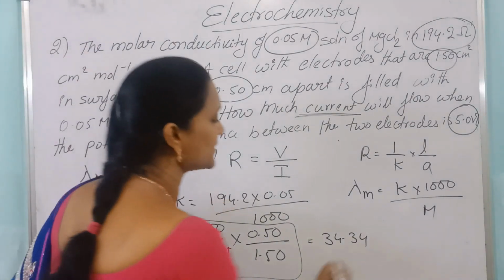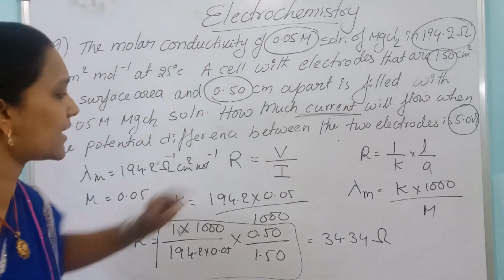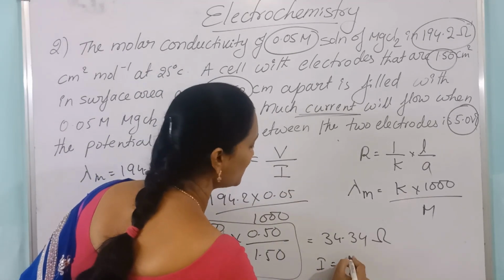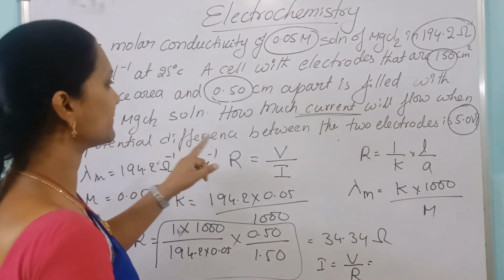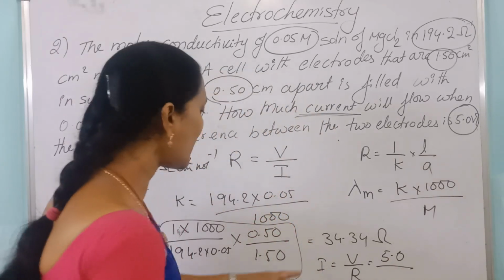So what is this resistance unit? Ohm, because ohm inverse is used here. Okay, we are getting resistance. Now what are they asking? Current. So this current is equal to, shift this side, I is equal to V by R. Volts how much is given? 5.0 by R, how much are we getting?